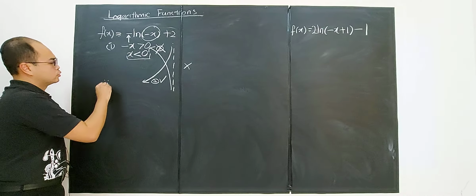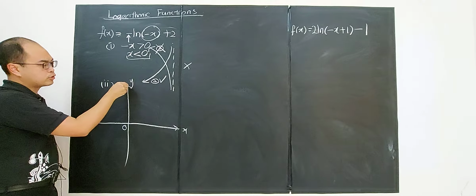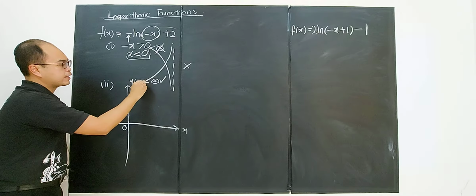So number 2, then you sketch the graph. Very fast, a very effective way. So 0, and you put x equals to 0. X equals to 0 refers to the y-axis, right?